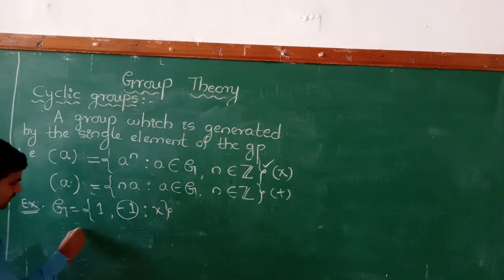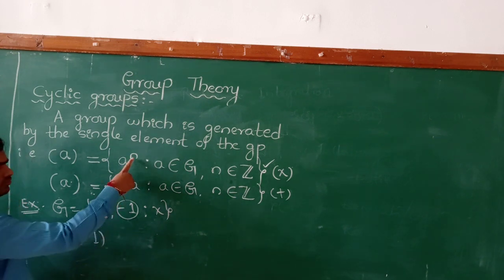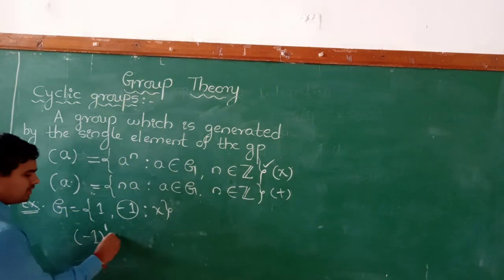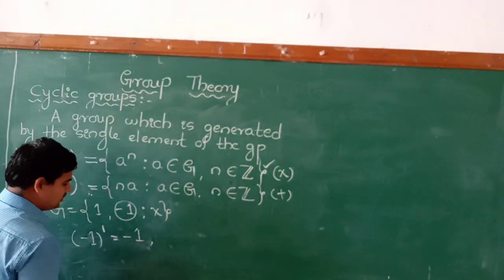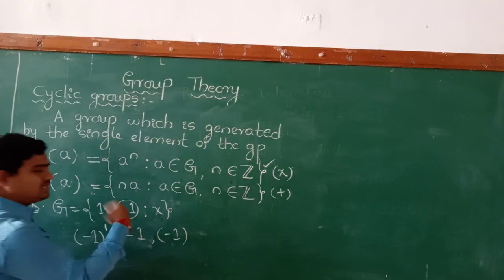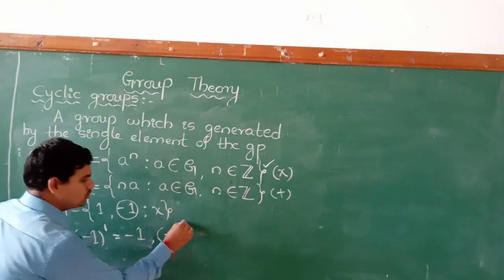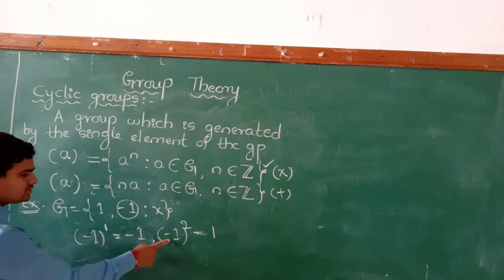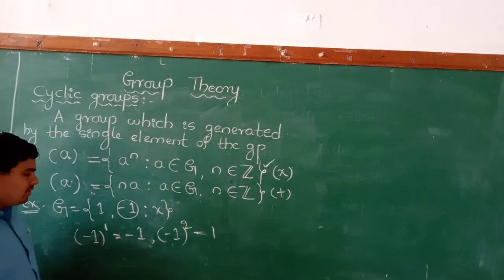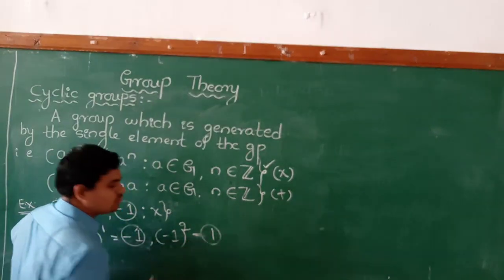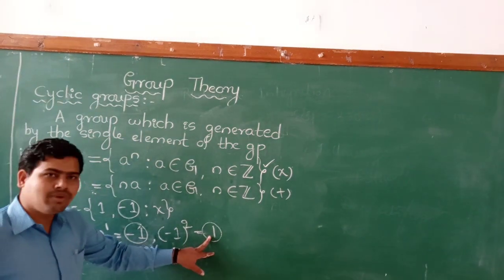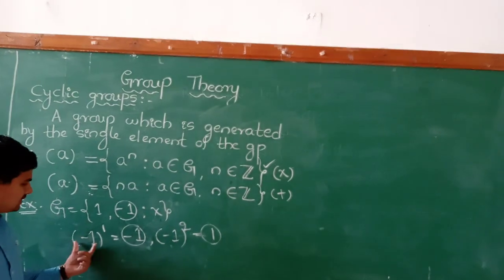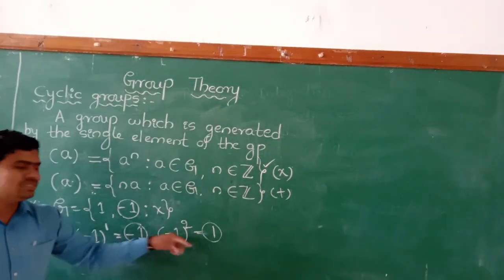Because if you take -1, start with the first integer, that is 1: (-1)^1 is -1. If you take n equal to 2, the next integer: (-1)^2 is 1. See here, by using this one element, that is -1, we obtain both the elements present in the group G. These -1 and 1 are the elements of group G. By using this element, we can generate both the elements present in the group G.